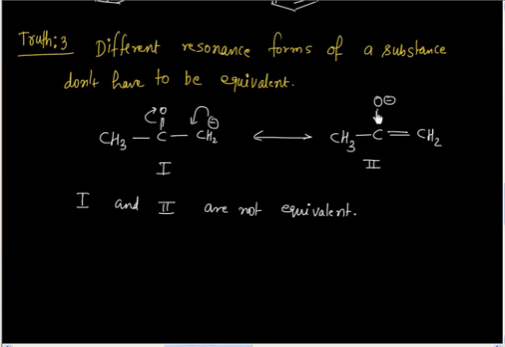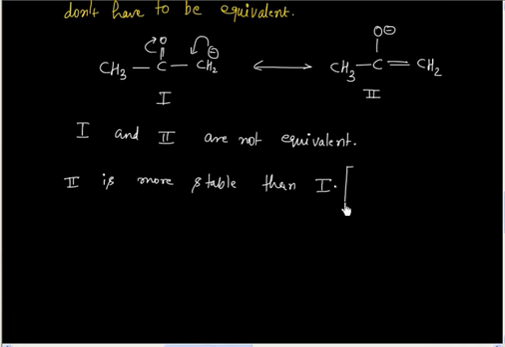A negative charge on a more electronegative atom is more stable. So resonance form 2 is more stable compared to resonance form 1. This is because of the electronegativity of oxygen and carbon. Oxygen is more electronegative. It can adjust a negative charge easily, but carbon is less electronegative. It will have difficulty adjusting a negative charge. So this is due to electronegativity.